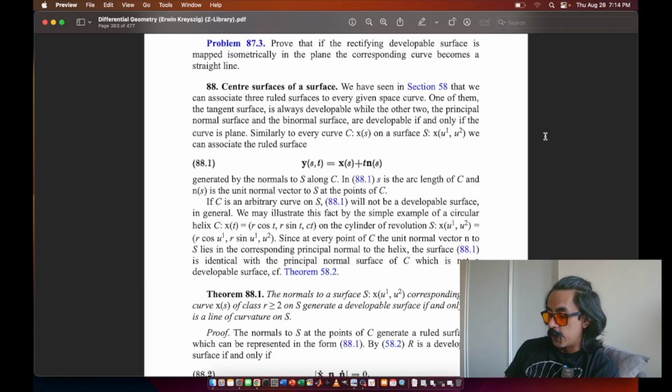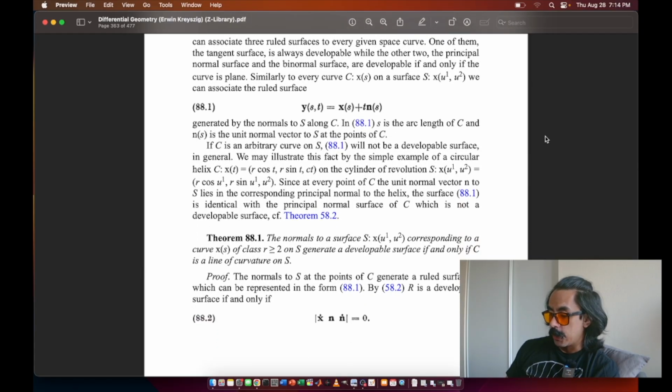In the previously read expression for y in terms of s and t, lowercase s is the arc length of the curve capital C, and the vector n in terms of s is the unit normal vector to S at the points of C. If C is an arbitrary curve on S, then the expression for the ruled surface will not be a developable surface.